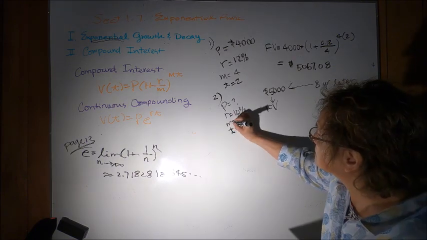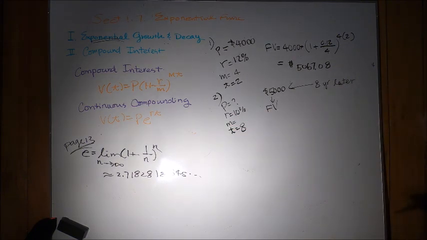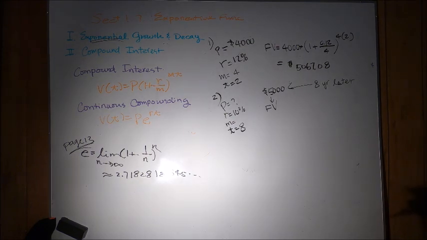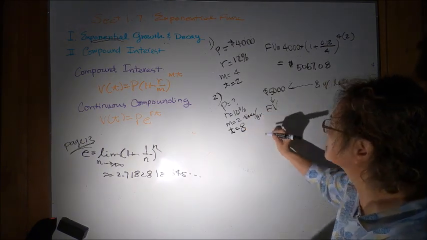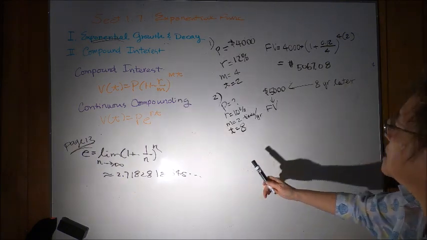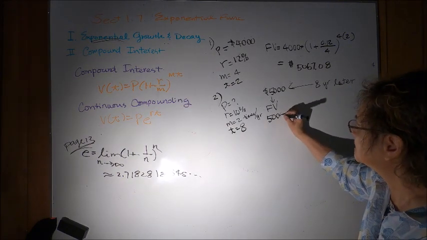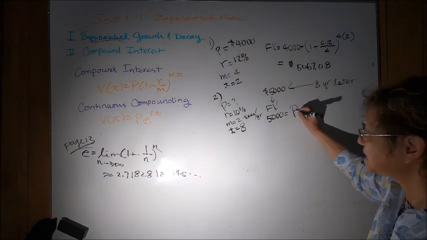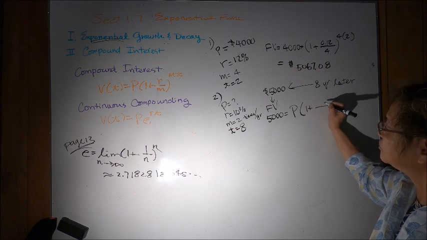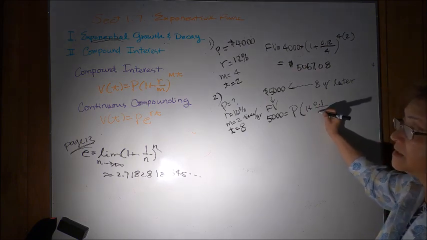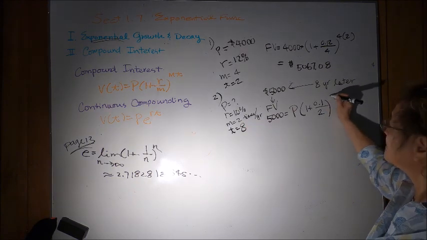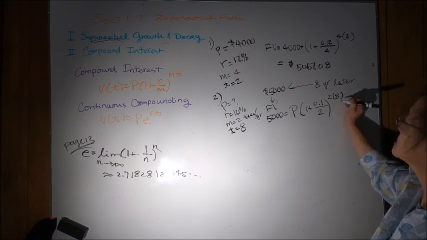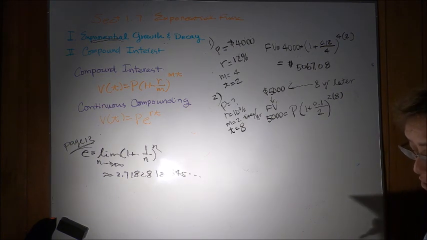Then for the 10%, how do they compound for you? It says semi-annually. What does that mean? Twice a year, 2 times per year. So you use this formula. The $5,000 is actually your future value, and we need to find P. Then 1 plus the annual rate of 10%, which is 0.1, and how many times per year? Twice per year, that's your m. How many years? 8 years. That will be your function.